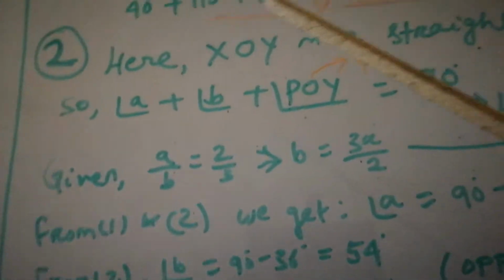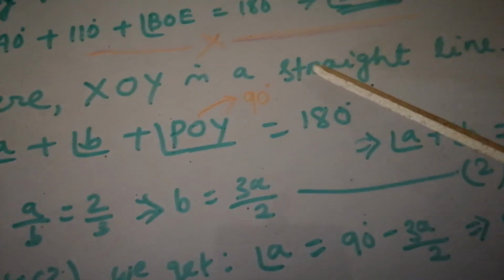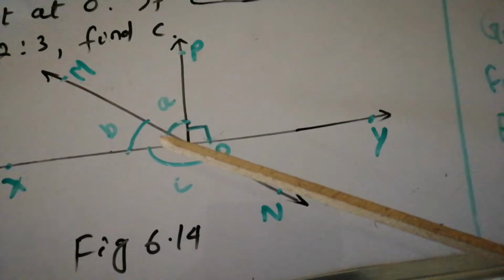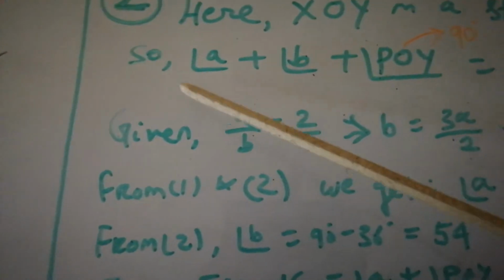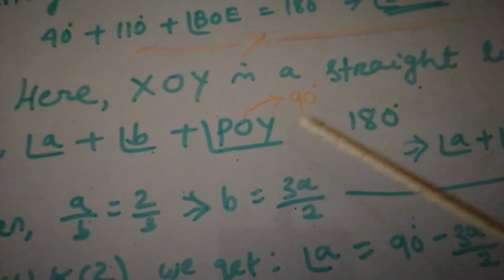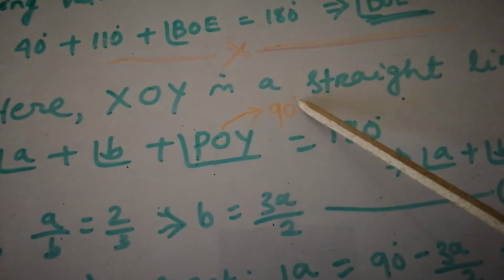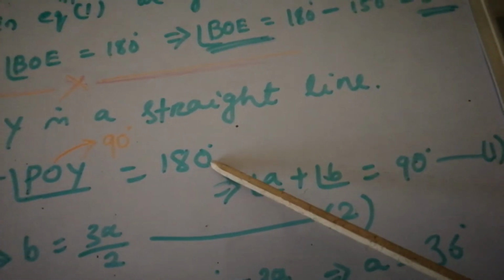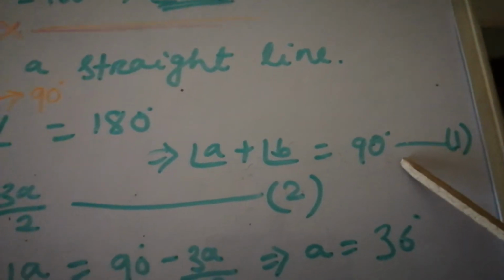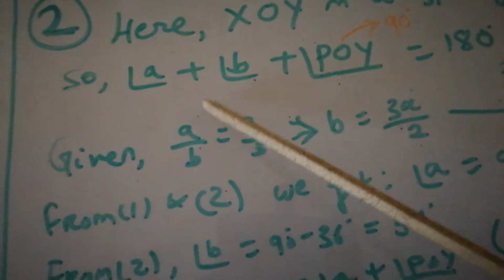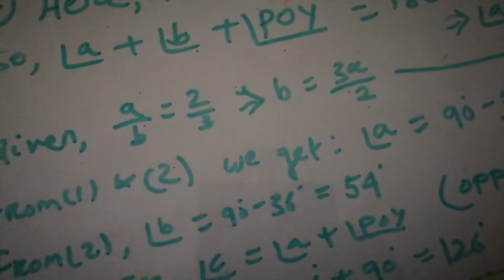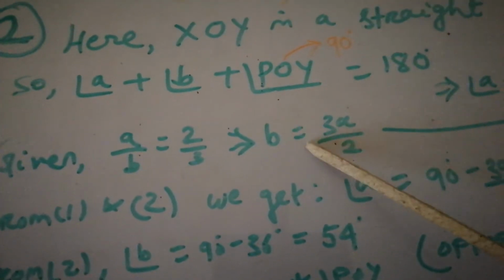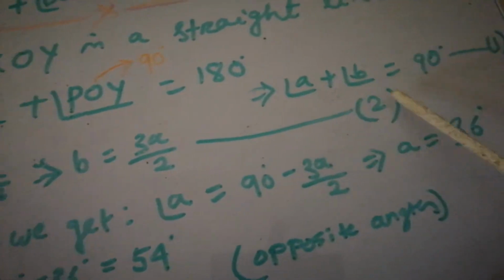Now the solution. XOY is a straight line. The same formula will be put here: angle A plus angle B plus angle POY equals 180 degrees. Angle POY is given as 90 degrees. So we can write angle A plus angle B equals 180 minus 90 equals 90 degrees. This is our equation 1. Next, given A is to B equals 2:3, or in fractional form, A by B equals 2/3. This implies B equals 3A/2, and this is our equation 2.